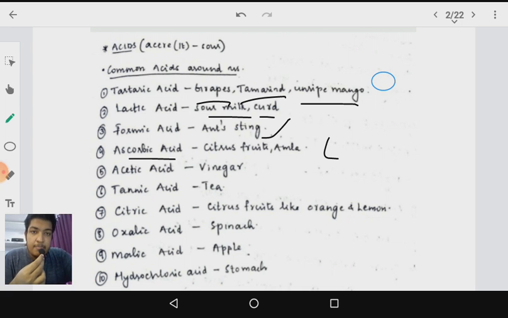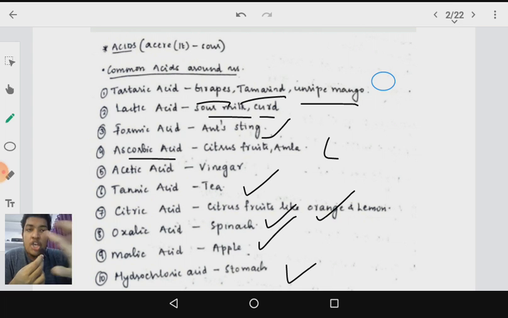Acetic acid is the major component of vinegar. Tannic acid is present in tea. Citric acid is present in citrus fruits like orange and lemon. Oxalic acid is seen in spinach. Malic acid is seen in apple, and in our stomach also there is an acid, which is hydrochloric acid. So these are the various acids which are present around us.